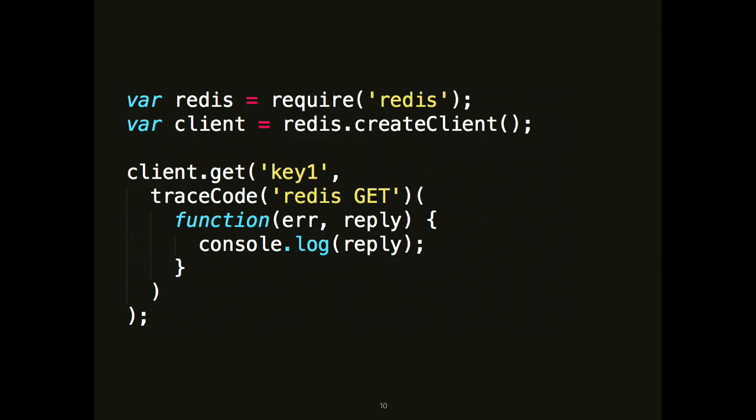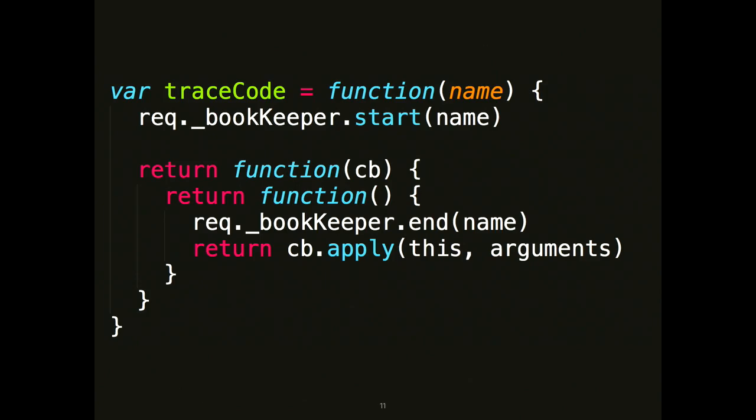And you can see what trace code looks like here. So that's also quite simple. We'll call start on the bookkeeper for the current request when trace code is called, and then we return this function that will wrap the original callback and call end on the bookkeeper for this name. So you might think this actually doesn't work because there's something missing here, and then you would be right. The request is missing.